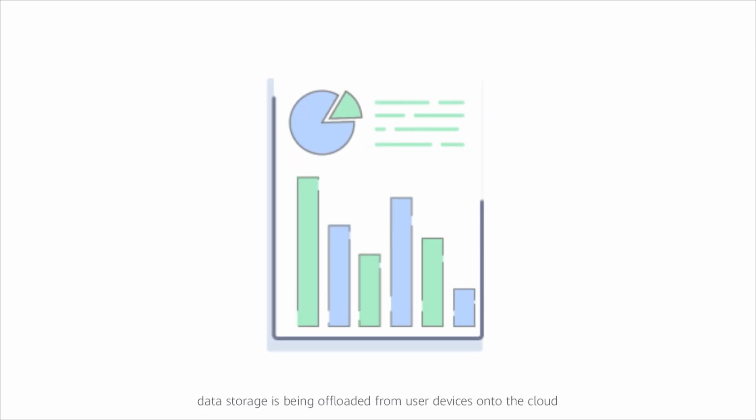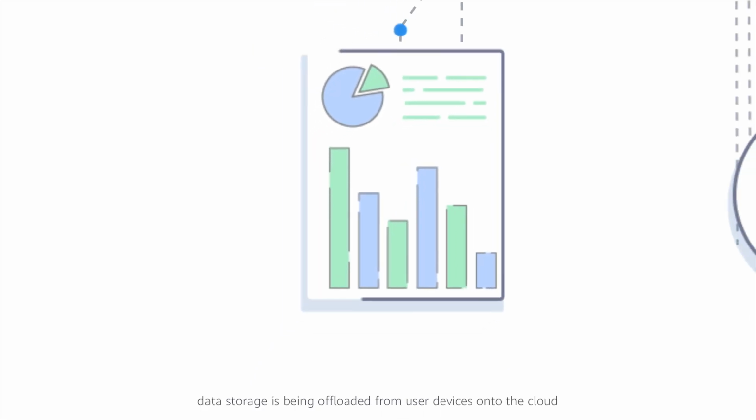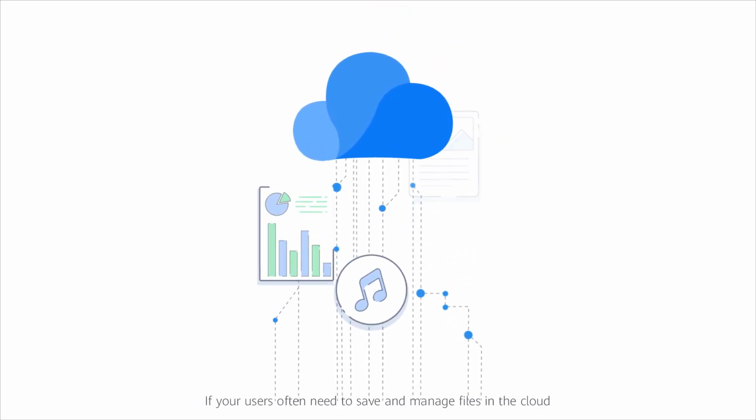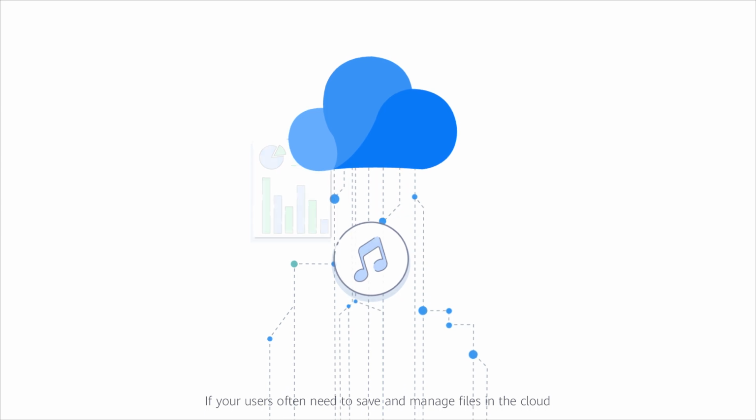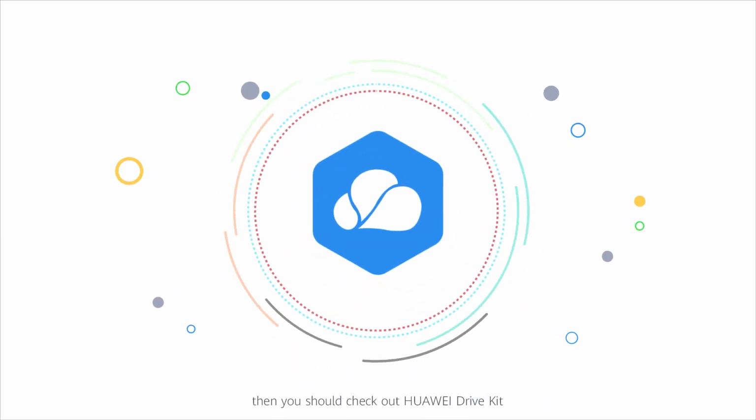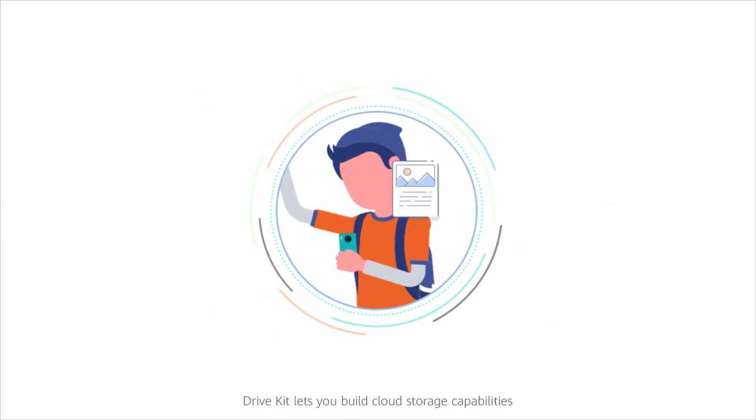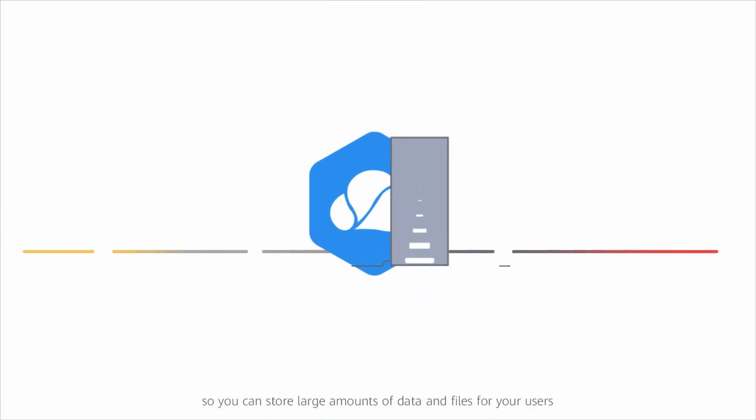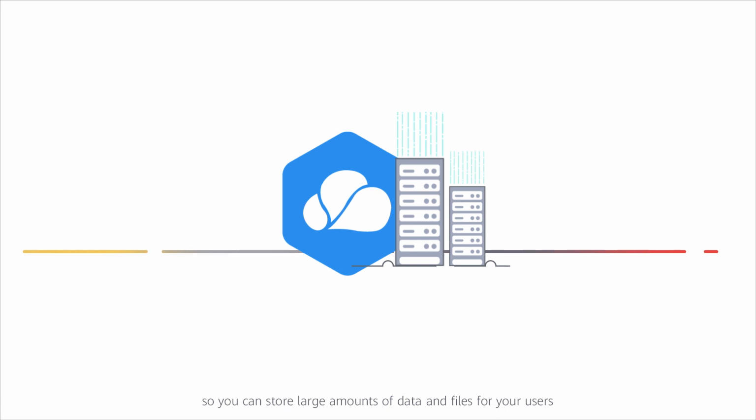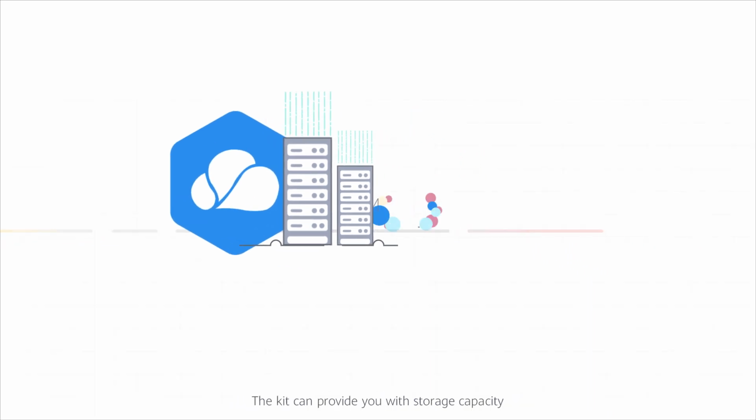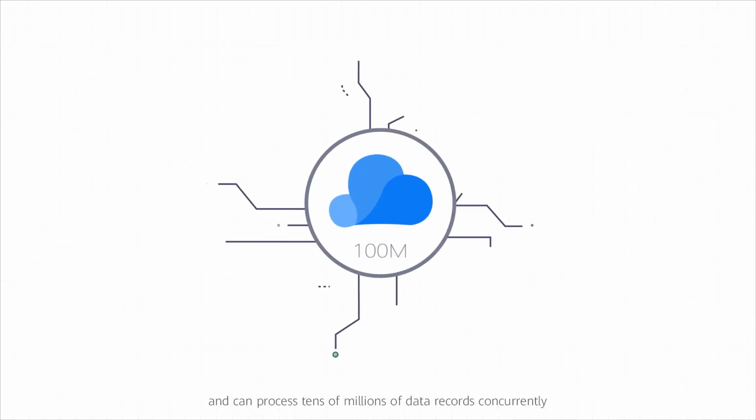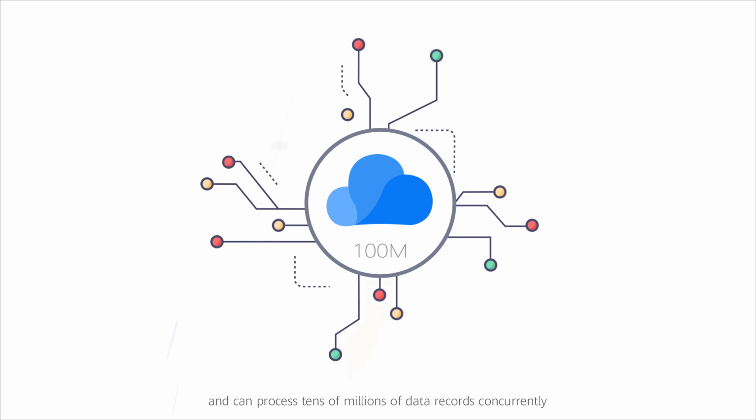Increasingly, data storage is being offloaded from user devices onto the cloud. If your users often need to save and manage files in the cloud, then you should check out HUAWEI Drive Kit. Drive Kit lets you build cloud storage capabilities so you can store large amounts of data and files for your users. The kit can provide you with storage capacity of more than 100 million files and can process tens of millions of data records concurrently.